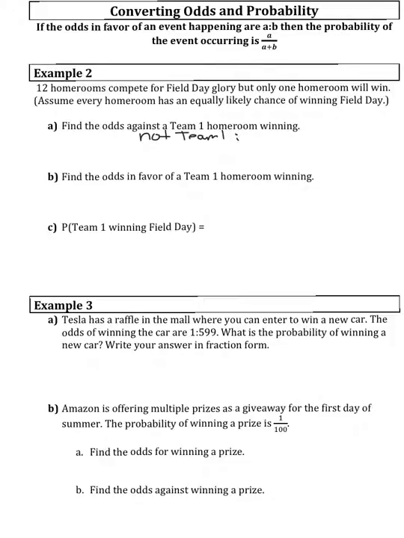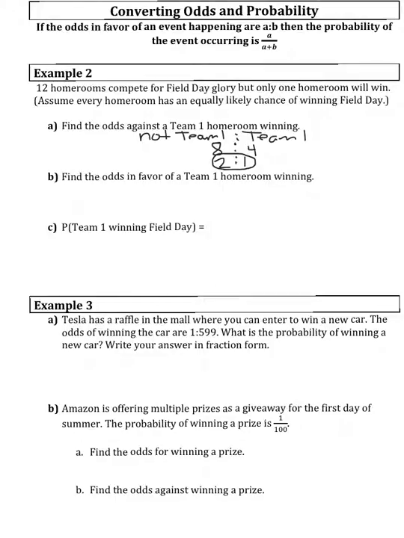How many ways can it be Team 1 that will win for field day? Well, there are 8 homerooms that are not from Team 1 in the competition for 7th grade. And there are 4 homerooms on Team 1 that are part of the competition. 8 to 4 reduces to 2 to 1. Basically, guys, visualize it. For every 2 homerooms not on Team 1, there is 1 homeroom on Team 1.